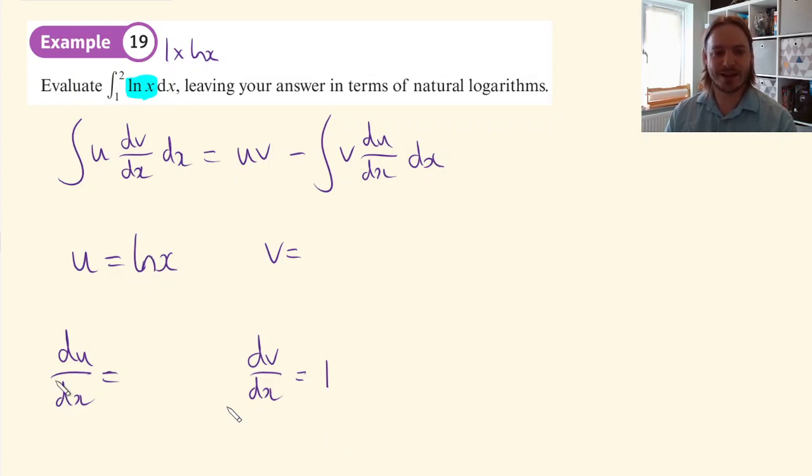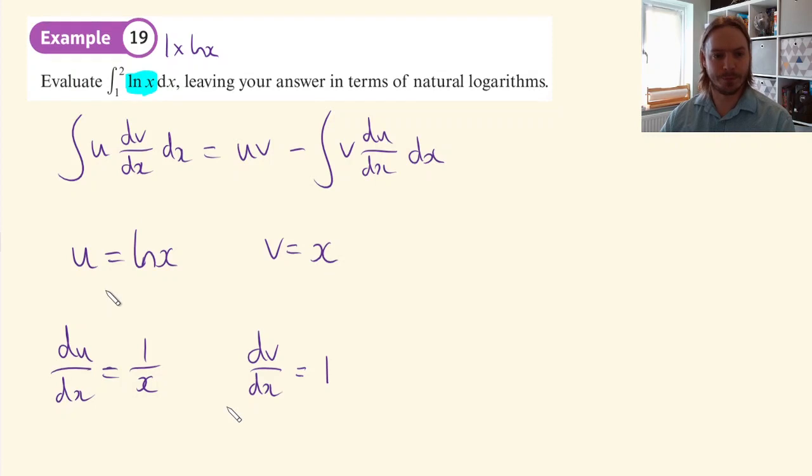If I have u as ln x, du by dx is 1 over x. We just know that. That's definition. If I have dv by dx is 1, I have to integrate that, and I get v is just x. So I'm sorted. I have u and v and the two derivatives. I can apply the rule.